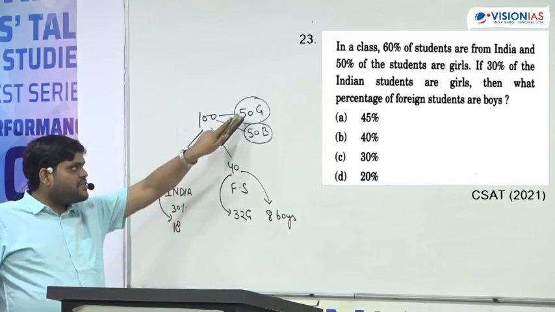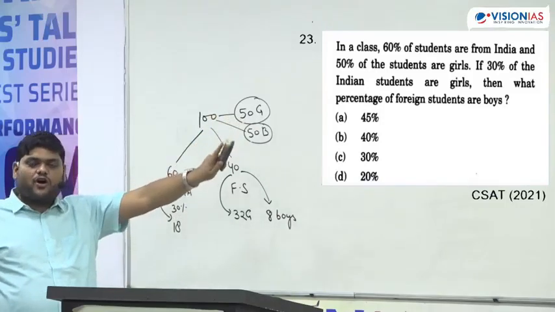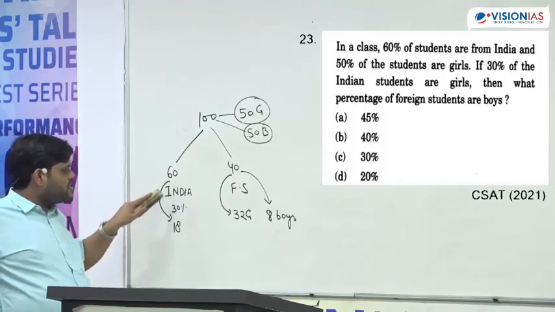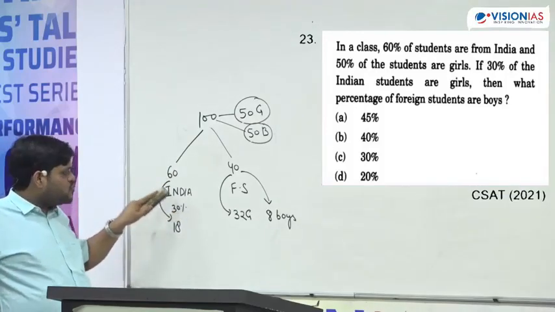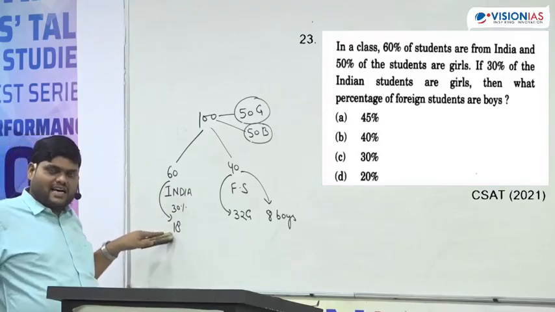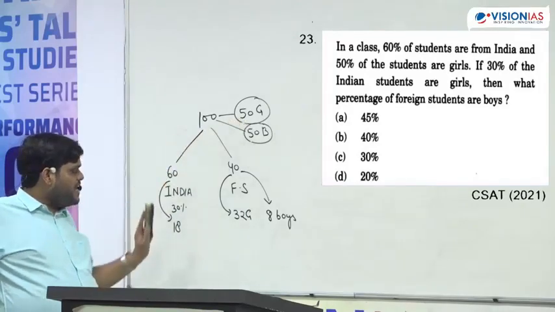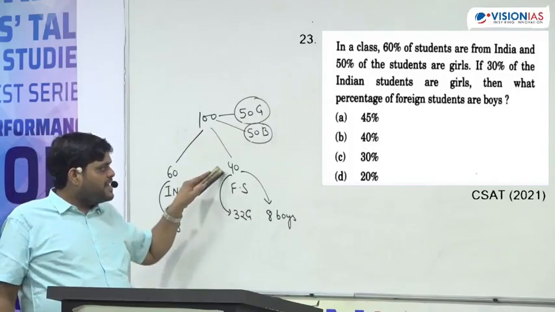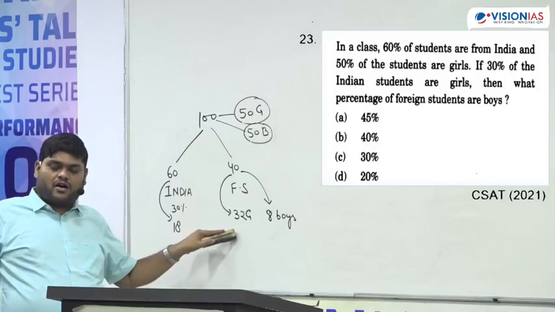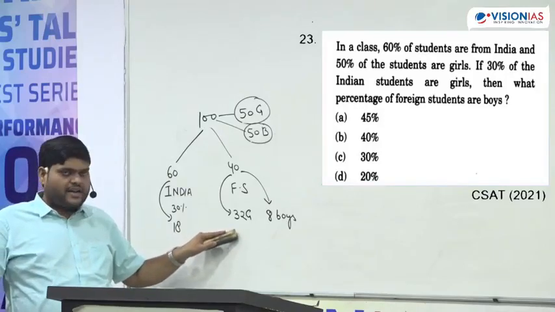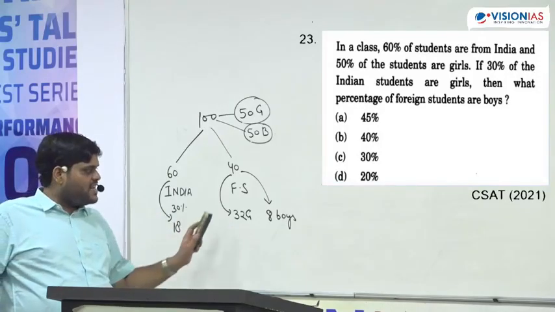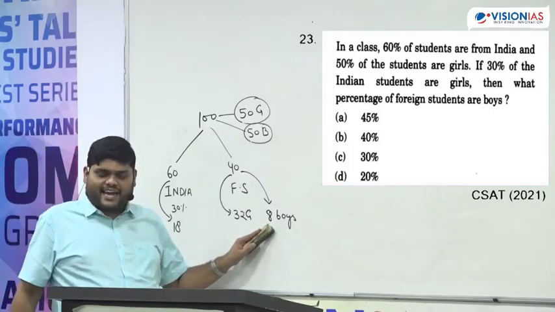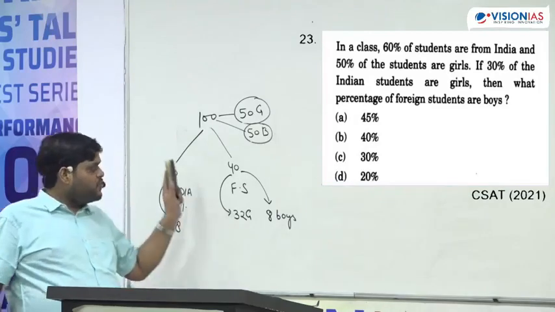Now, these 50 girls contain both Indian and foreign students. Now, what is given here? It is given that 30% of the Indians are girls. So, 30% means 18 are girls. So, out of 50, if 18 girls are there, the remaining girls are from where? Remaining girls are from the foreign group. So how many foreign girl students are there? 32 girl students are foreigners, and boys are 8. Now we have all the data.